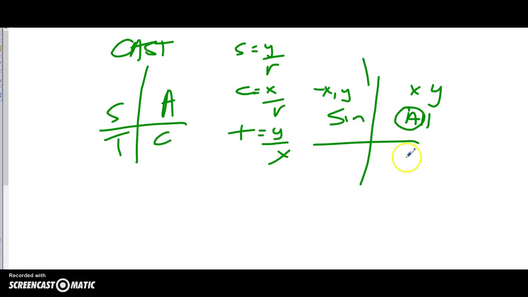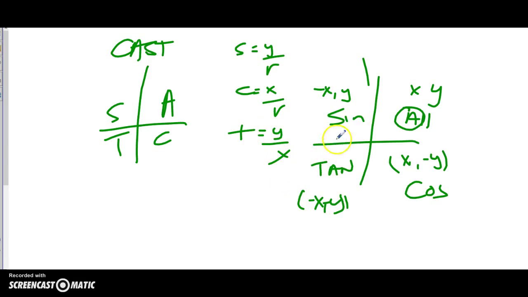Here, let's go to quadrant 4. I'm going to have positive x, negative y. So anything with a y in it is going to be negative. Only cos is positive because I have positive over positive. And that leaves tan in quadrant 3, which is going to have negative x and negative y, both negatives, and so tan is positive there, because negative over negative is a positive. And that's how you get CAST, C-A-S-T.